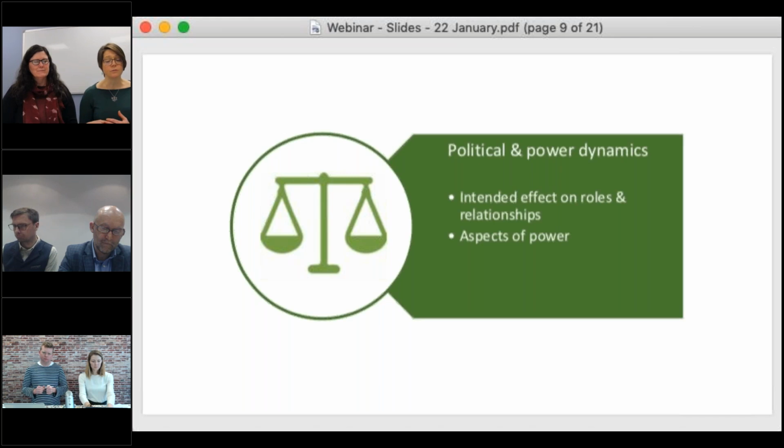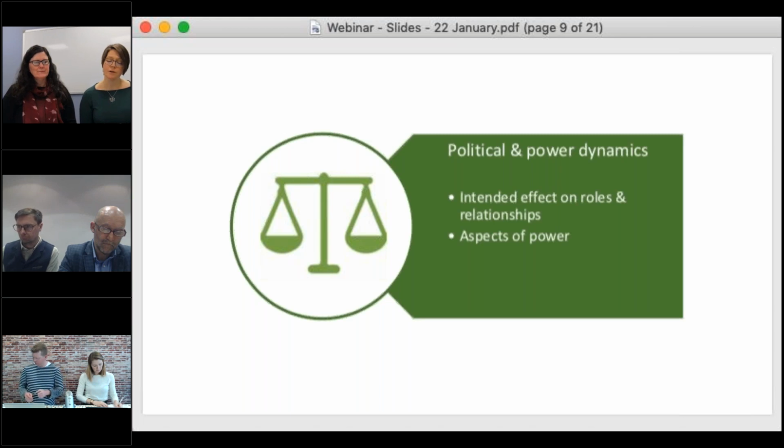Or you might choose to maintain traditional roles and relationships, with researchers continuing to take the lead with producing knowledge and healthcare partners continuing to act as knowledge users. The other way of thinking about political and power dynamics, though, is in relation to the various aspects of power that are at play within an initiative. And we saw that there were 3 types of power at play in initiatives: control, contribution, and gain.